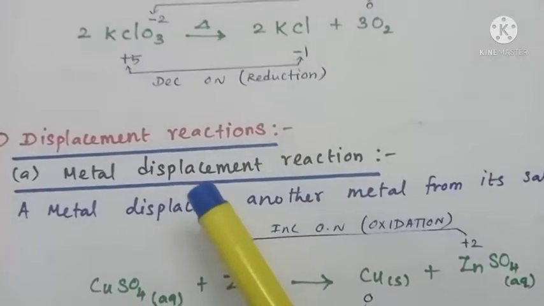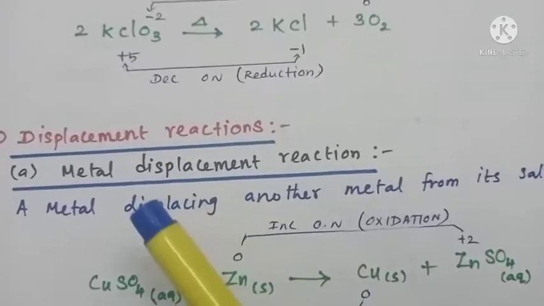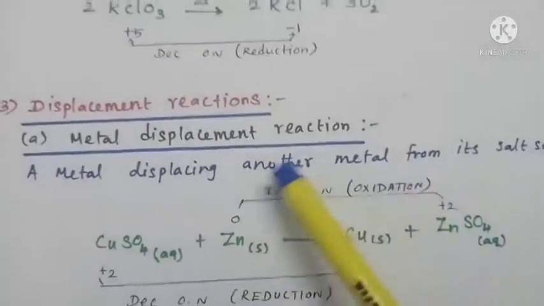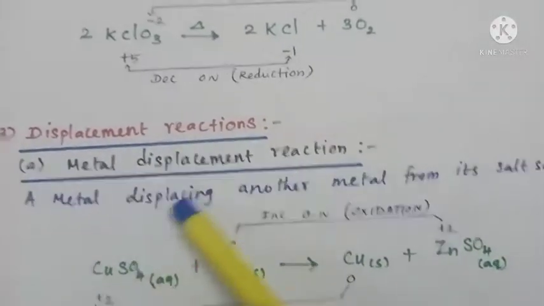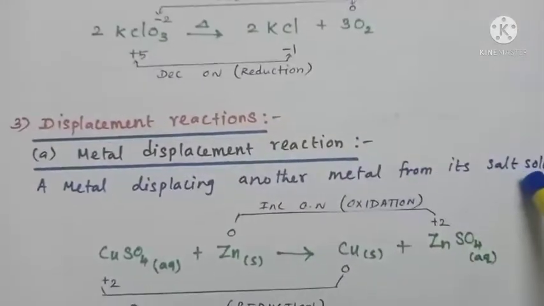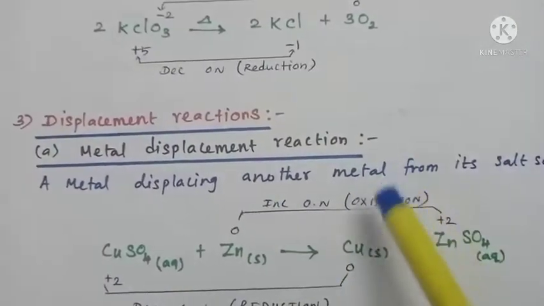A metal, here metal to metal, there a metal displacing a non-metal. Okay, first let us see metal displacement reaction. So this is the definition actually. A metal displacing another metal from its salt solution is generally what we call metal displacement reaction.